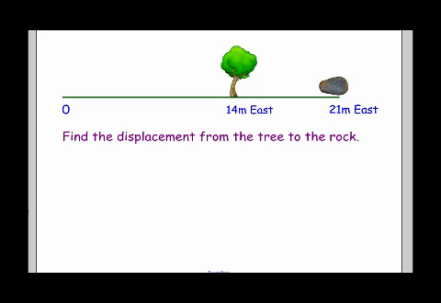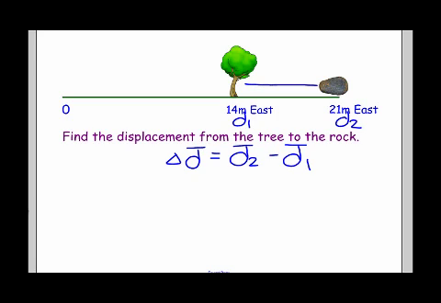This question says, find the displacement from the tree to the rock. Again, I can say change in displacement is d2 minus d1. I can put arrows on top. If I don't want to put the arrows, a line will work as well. That's fine. This says from the tree to the rock, so my tree is my D1, my rock is my D2, because I'm going from the tree to the rock. D2 is always where I end, D1 is where I start.